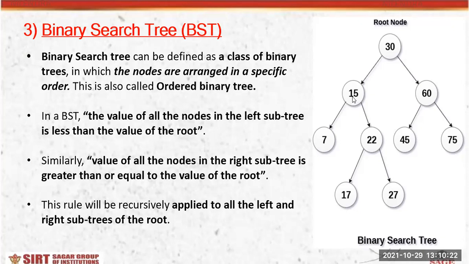So once you go on inserting nodes, if I now want to insert 56, let's suppose. 56 is greater than 30, so it will go on the right side. 56 is less than 60, so it will go on the left side. Similarly, 56 is greater than 45, so it will go on the right side of 45. So in this way, you can go on inserting nodes in the binary search tree.